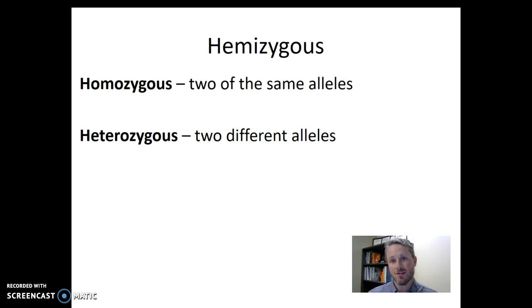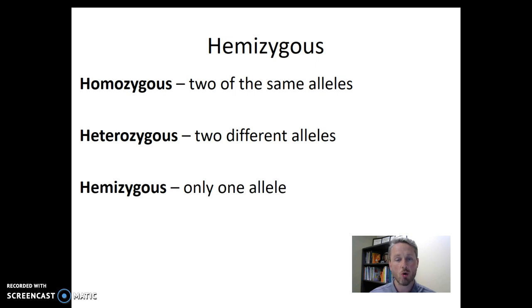So today we want to introduce this term hemizygous. Hemizygous means that they only have one allele. There aren't two copies. So we can't use these pieces of terminology that compare the copies and say, are they the same or are they different? But rather, we have to use this terminology that says there is only one copy, hemizygous.